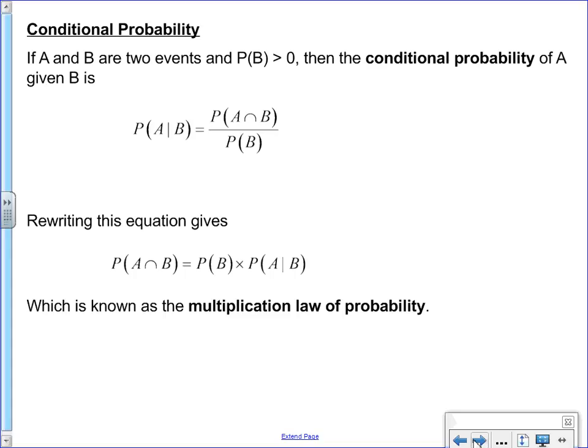Rewriting this equation, just multiplying probability of B to the other side, you can find the intersection quite simply just by doing that. That's called the multiplication law of probability.